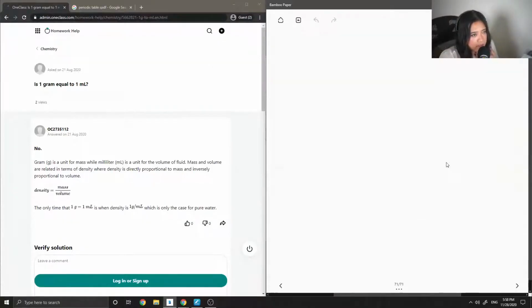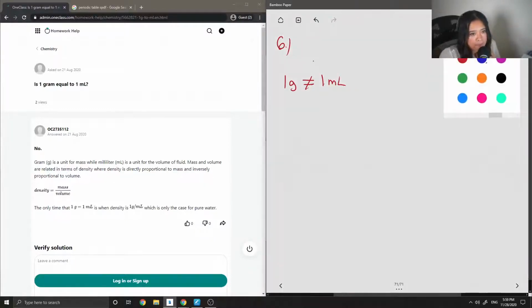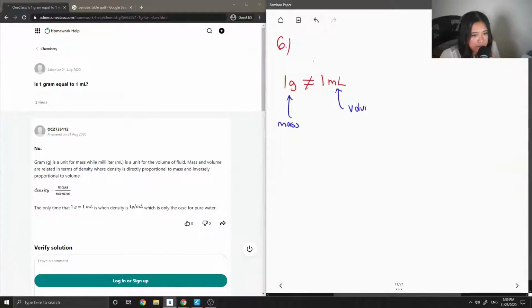Okay, so on to question six. Is 1 gram equal to 1 milliliter? So 1 gram is a unit of mass, and 1 milliliter is a unit of volume. So we can say that 1 gram is not equal to 1 mil, since 1 gram shows mass and 1 mil is volume.